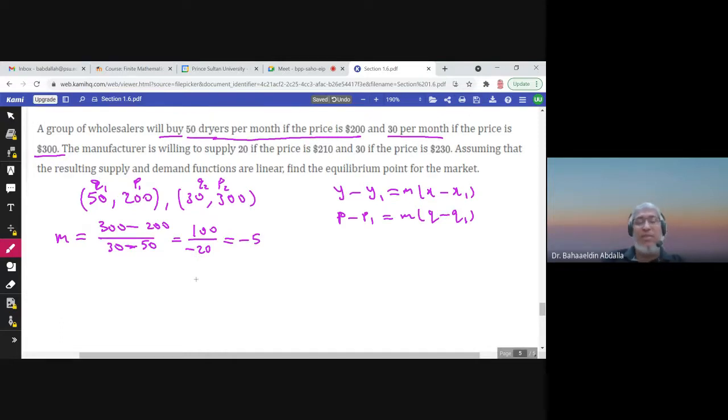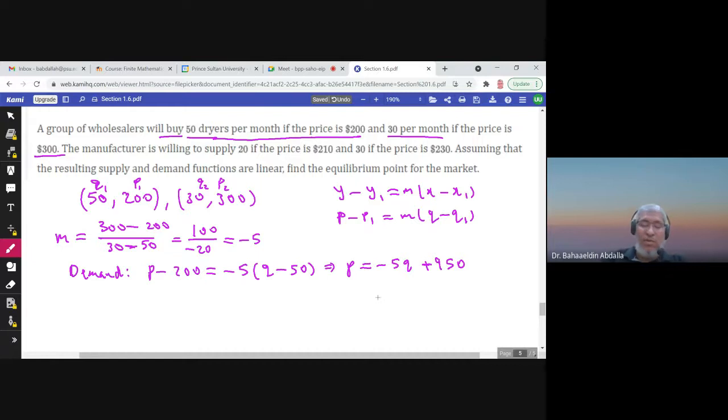So the demand function would be P minus P1, which is 200, equals the slope, which is negative 5, times Q minus Q1, which is 50. So P would be negative 5Q. Negative 5 times negative 50 is positive 750, plus the 200 when you bring it to the other side. So it's plus 950.